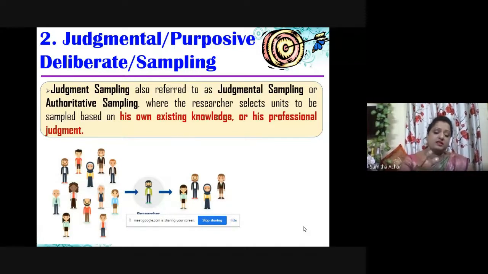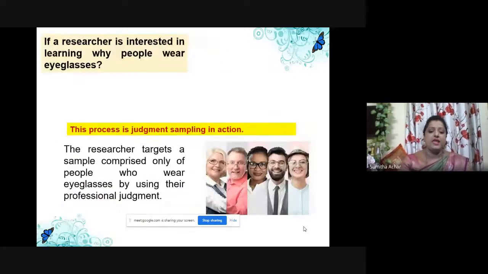I make a judgment that the lady who is with a basket of fish, dealing with the activity of buying and selling fish, is a fisherwoman, and I can make a judgment and collect the samples. So this is called a judgmental sampling approach.